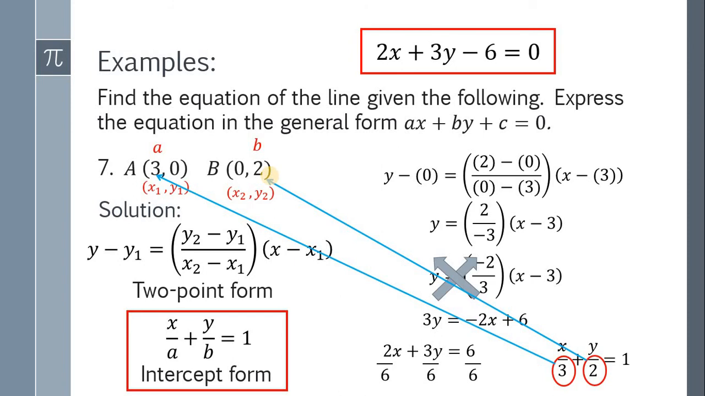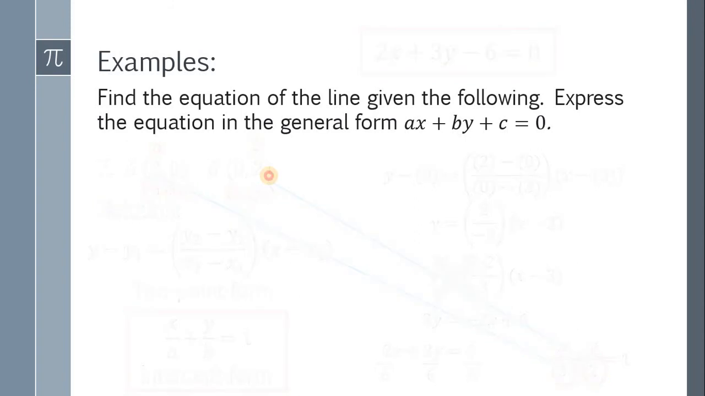So, two-point form. Pangatlo, given yung slope saka y-intercept. So, slope-intercept form. At yung pang-apat, given yung x and y-intercept, or simply intercept form. Okay, so let's apply to the last example.